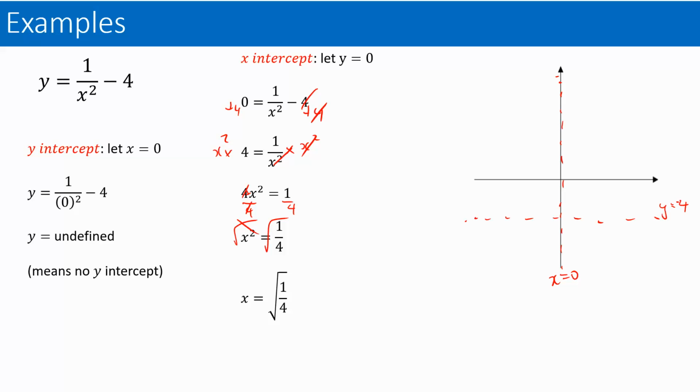It isn't half. Because what you can do when you're square rooting, you can square root the numerator and then the denominator. Square root of 1 is 1. Square root of 4 is 2. But the one thing you've got to be careful of when you square root, don't forget the plus and minus. Because it could have been half squared or it could have been negative half squared. And it still equals a quarter.